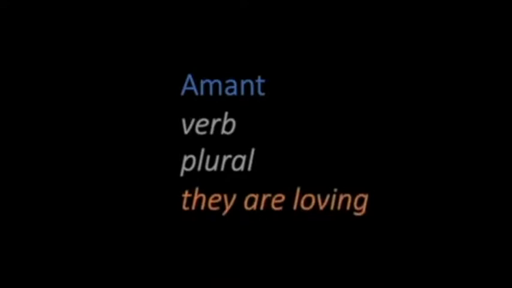Of course, the one that is plural, in other words, the only one that agrees with the verb in number as well as in person, is they. So the subject must be they, and we interpret amant as they are loving, or they do love, or they love. So in the end, we are left with they love.